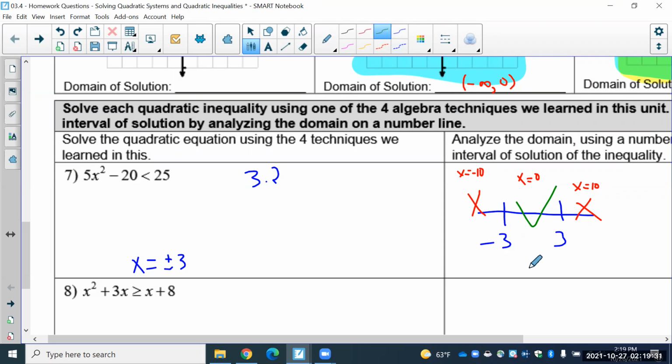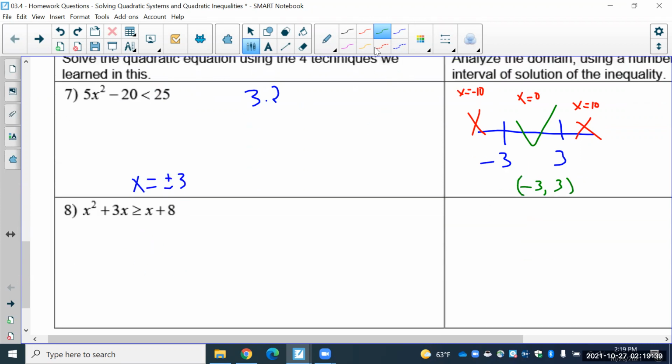And so your answer is -3 to 3. And because there is no equal sign, we use parentheses. Now, the next one here, we're going to use brackets. But this one is a factoring problem, right?